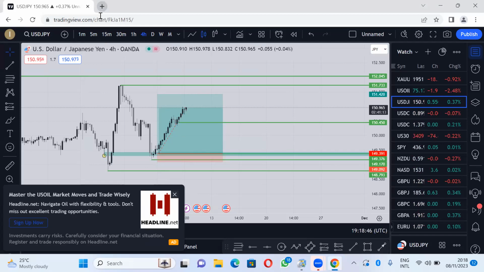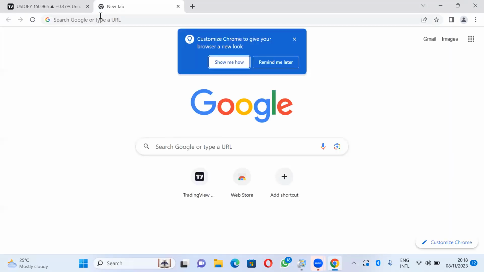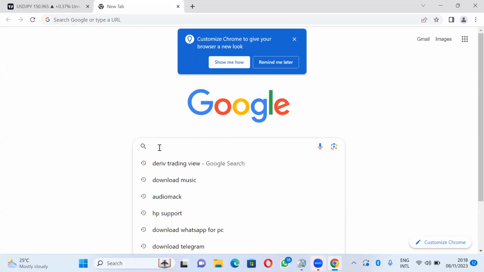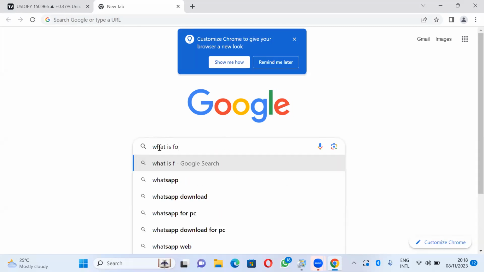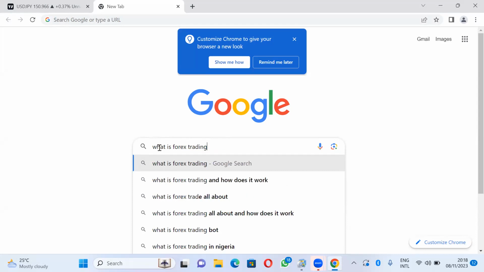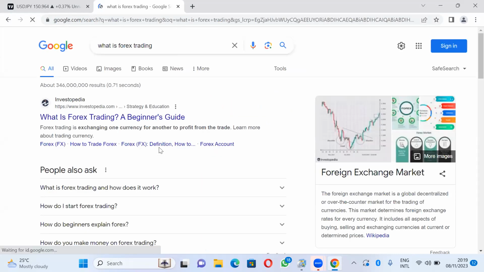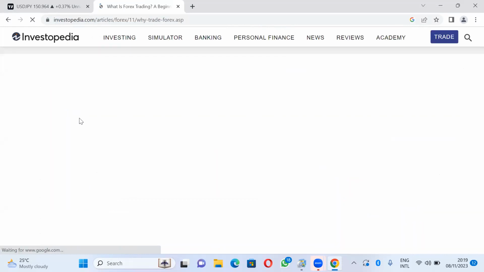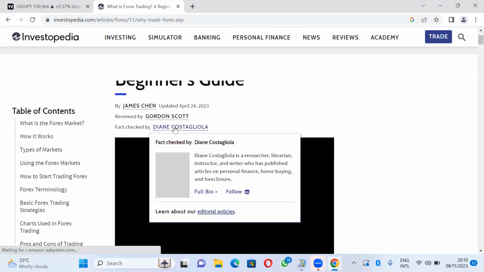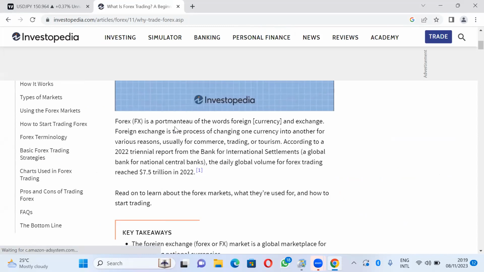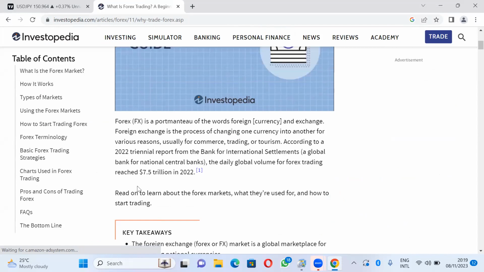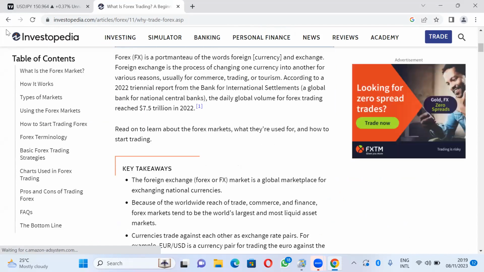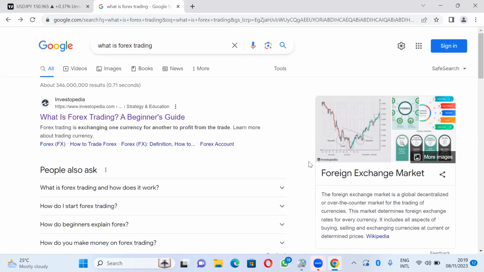All right. So let's use the internet. What's Forex trading? Let's ask Google what is Forex and see what Google will tell us. Okay, Investopedia. Let me see what this has for us. Not like this. Okay, let me go back. I think I saw something here just now.